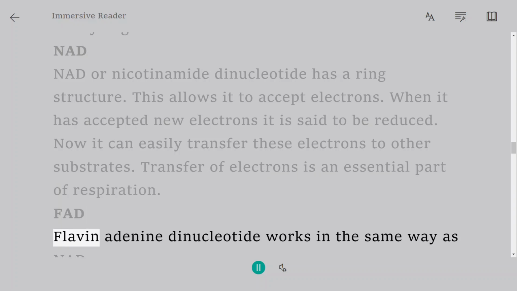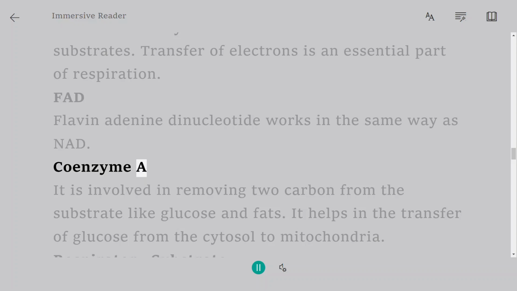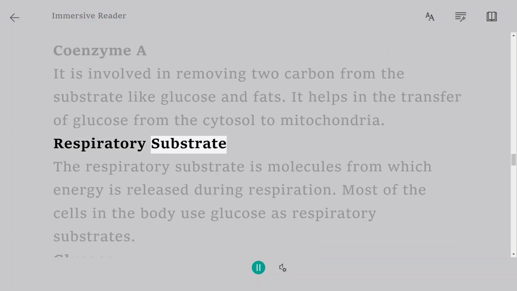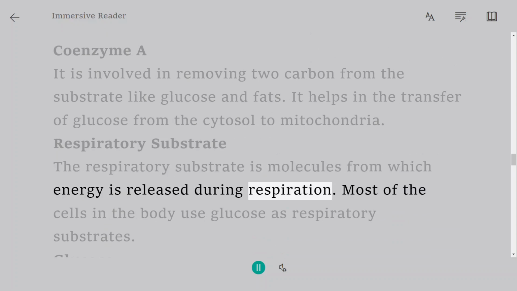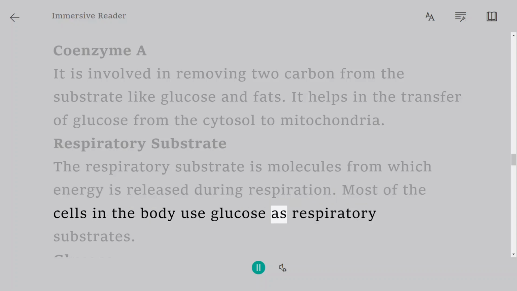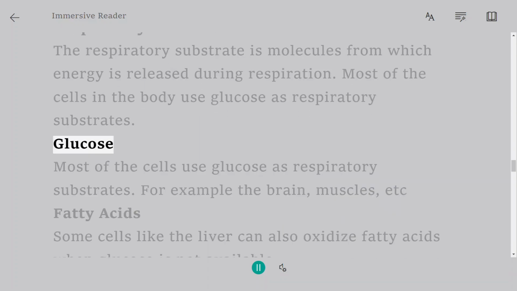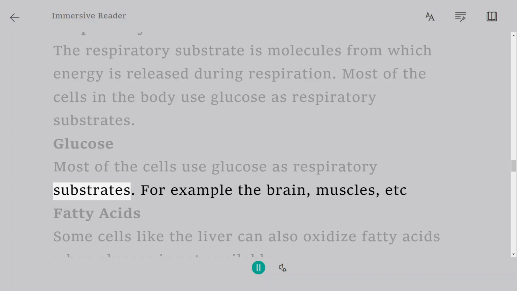FAD. Flavin adenine dinucleotide works in the same way as NAD. Coenzyme A. It is involved in removing 2-carbon units from the substrate like glucose and fats. It helps in the transfer of the substrate from the cytosol to mitochondria. Respiratory substrate. The respiratory substrate is the molecule from which energy is released during respiration. Most of the cells in the body use glucose as respiratory substrate, for example, the brain, muscles, etc.